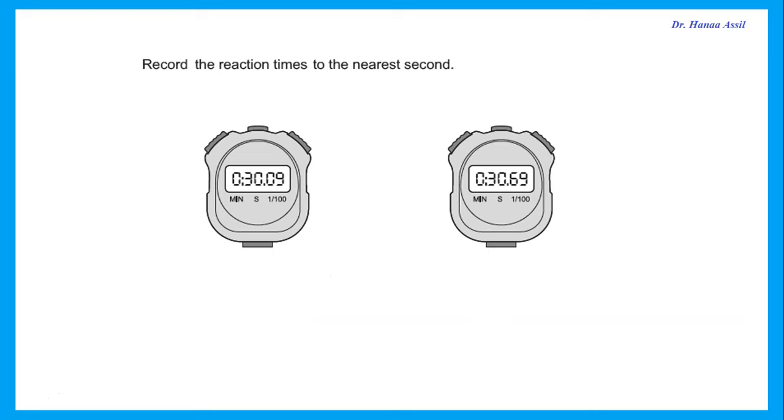Another kind of question is where you're required to read the time from a stopwatch. So, for example, he says record the reaction time to the nearest second. So remember, nearest second. What you have in that first stopwatch on the left is 30.09. So to the nearest second, that would be 30. But the other one on the right is 30.69. So if we're reading it to the nearest second, it is 31.